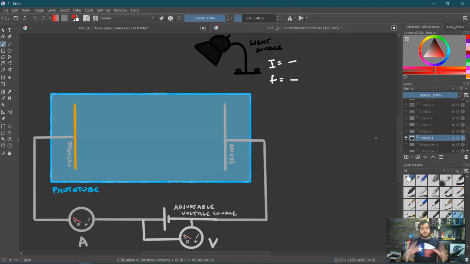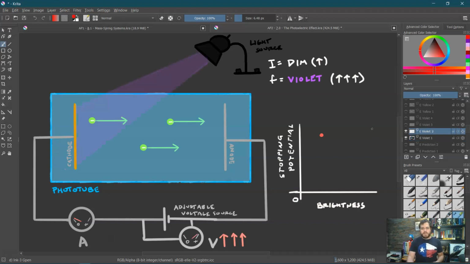So once again, here's our setup. We now have the adjustable voltage source connected in with a little voltmeter on it. And let's go ahead and once again start with some violet light. So I'm going to turn the violet light on. It's going to be relatively dim. And so we have a few electrons being emitted, and they all have a pretty good deal of kinetic energy here.